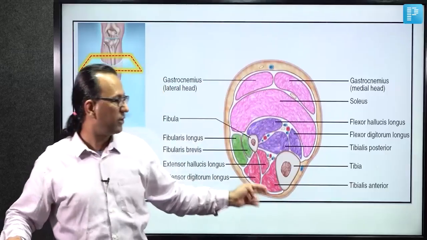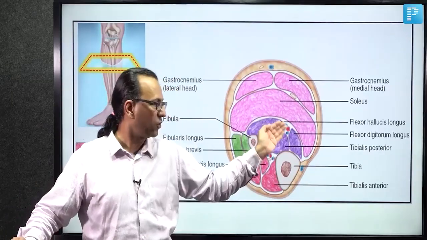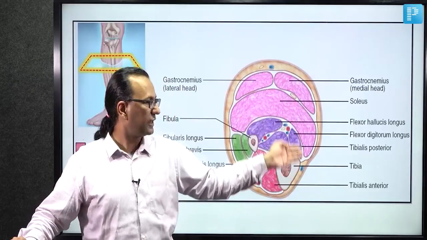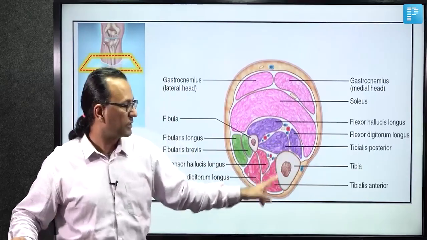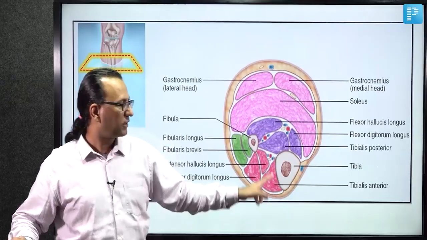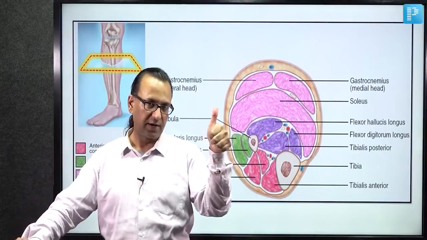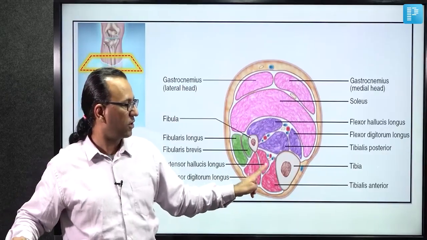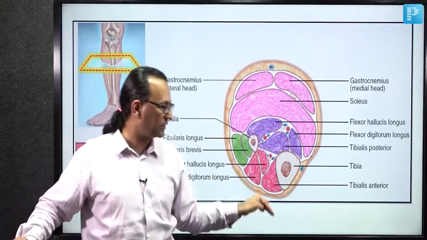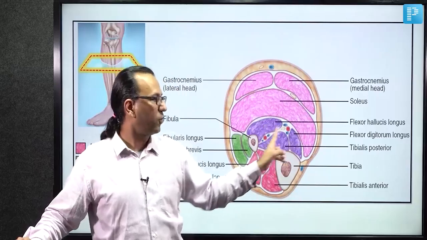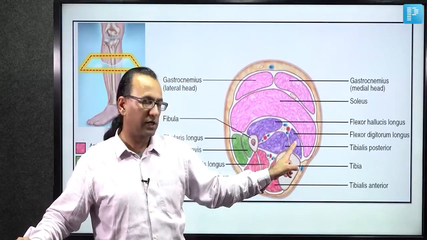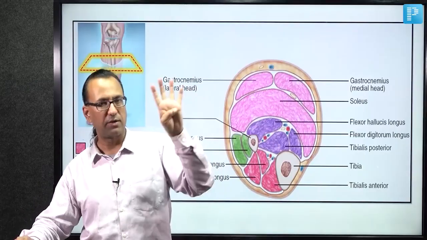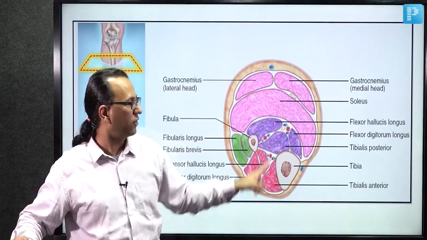Now you can remember one mnemonic: Tom, Dick and Harry, anterior and posterior. The anterior Tom, Dick and Harry is the extensor Tom, Dick and Harry, and the posterior is the flexor Tom, Dick and Harry. The Tom, which is anterior, is the tibialis anterior muscle, and along with that there is the extensor of the great toe and the extensor of the other toes. So extensor hallucis longus and extensor digitorum longus. So Tom, Dick and Harry, which is extensor on the anterior side. Similarly, there is a Tom, Dick and Harry on the posterior side. This posterior Tom is behind the tibia, and then you have the flexor hallucis longus and flexor digitorum longus. So they are kind of a mirror image.